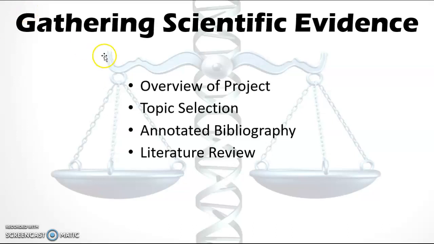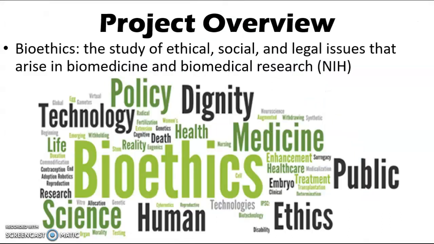So for this short introduction, we're going to talk about the project, the topics you can choose from, and the literature review / the annotated bib, which is the first or second deliverable for you to turn in. So as an overview, this project is on bioethics and how it relates to genetics and genetic research. So bioethics is defined as the study of ethical, social, and legal issues that arise in biomedicine and biomedical research per the NIH. Now, this encompasses so many things: medicine, the policies that you make, death, birth, cloning, you name it, it has some kind of role to play, and there's some kind of ethical issues surrounding it.